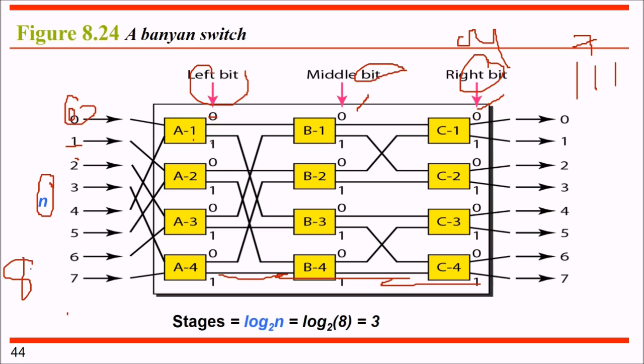So how many inputs are these? 8. The stages would be log base 2 of N. These are 8, so place it here. That will be 3 stages: 1, 2, 3. And if you consider, say, 4 stages, what does it mean? 4 bits. So it will be 2 to the power 4, so we can have 16 inputs.